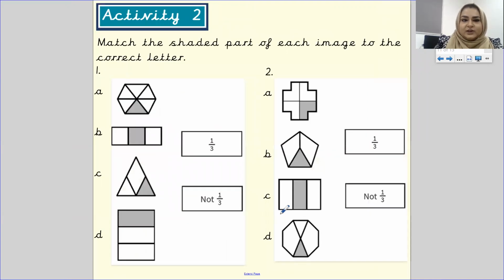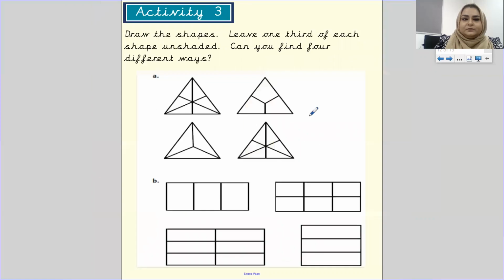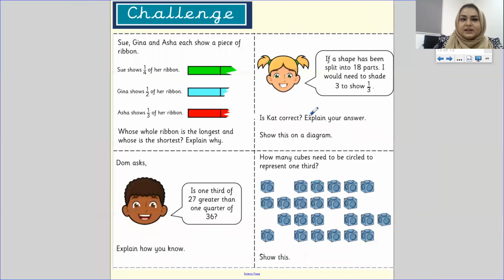Then for activity 2, it says match the shaded part of each image to the correct letter. Okay, so for number 1, you need to basically decide whether A is 1/3 or if A is not 1/3. Okay, and same for number 2. Activity number 3 is draw the shapes. Leave 1/3 of each shape unshaded. Can you find 4 different ways? Okay, and then your challenge is the following. These are your challenge cards.